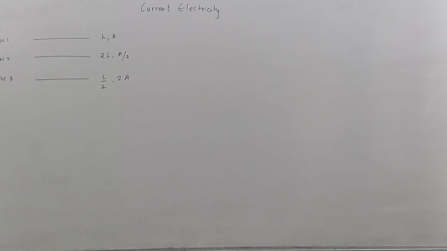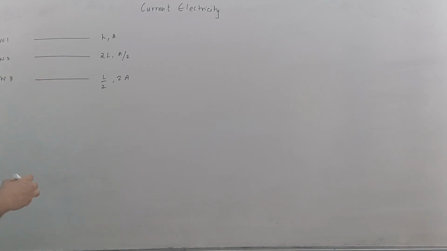Let's have a look at this question now. We've been given 3 wires, W1, W2, W3. And these are the special features. That means all that you need to know regarding a particular wire is that length and area is what is given. Area means area of cross section. Now we have to compare their resistances. So let's say resistance of this is R1, resistance of this is R2, resistance of this is R3.